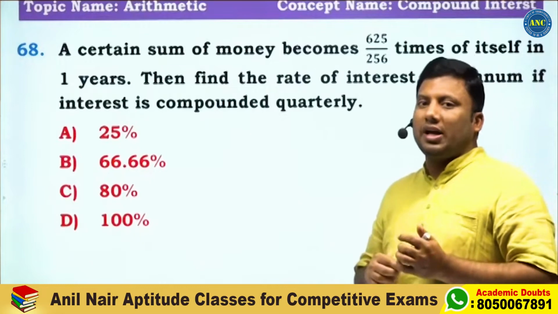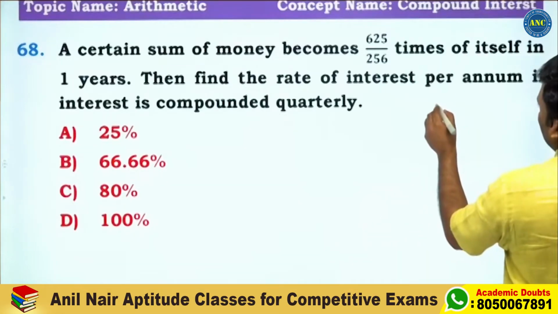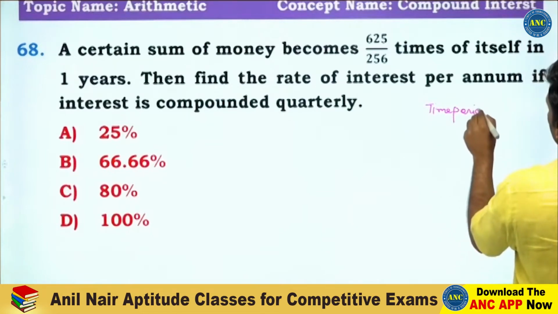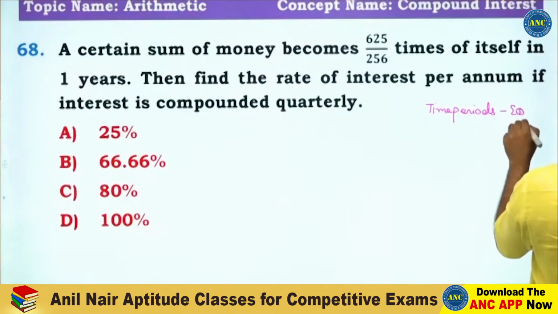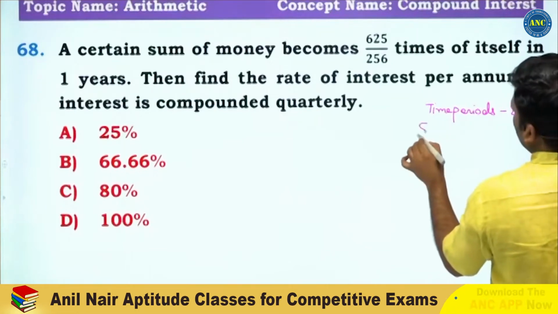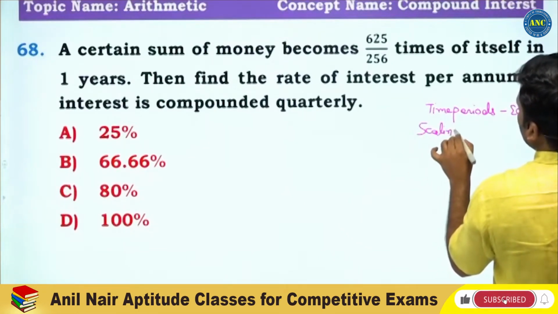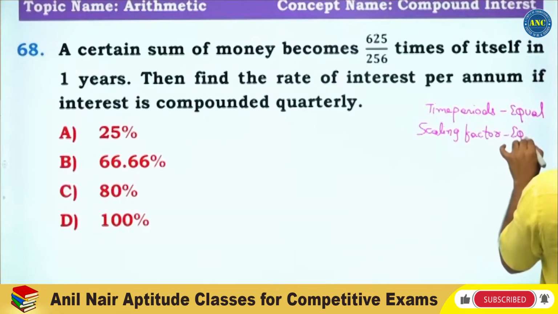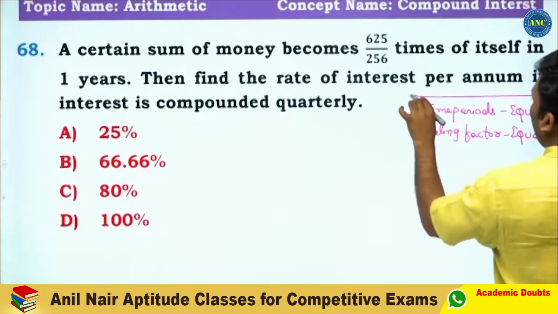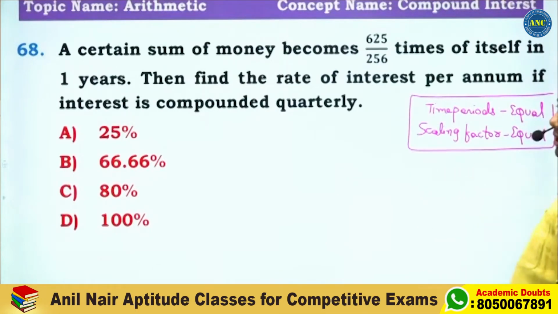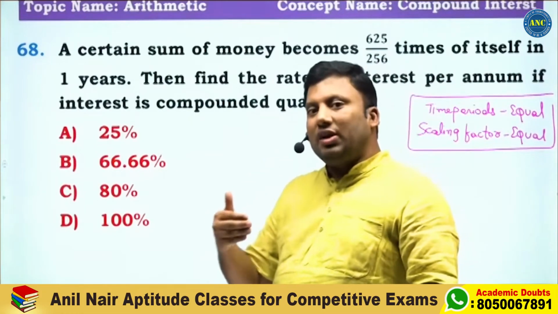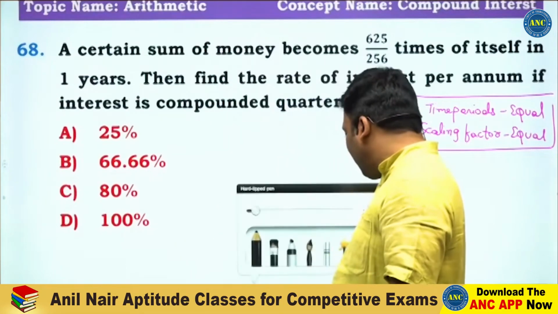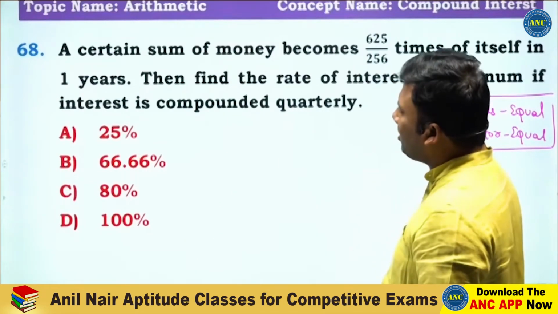Between two equal time periods, please write down the concept. If the time periods are equal, scaling factors will be equal. This is the concept. Whenever we are doing compound interest related problems, if the time periods between the initial value and the final value are the same, then the scaling factor will also be the same.